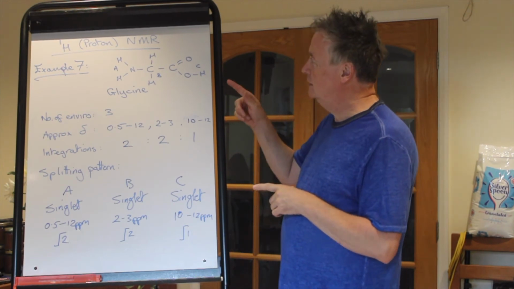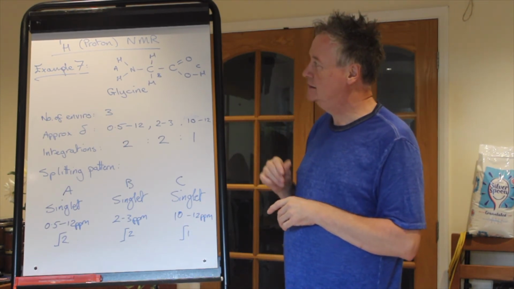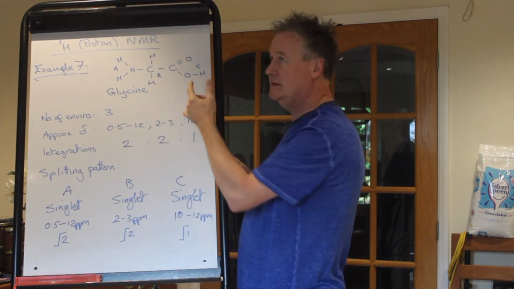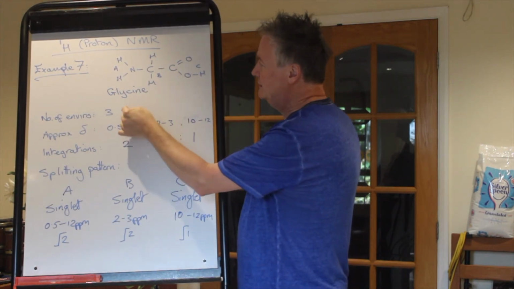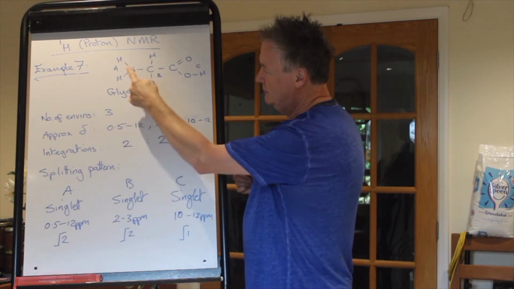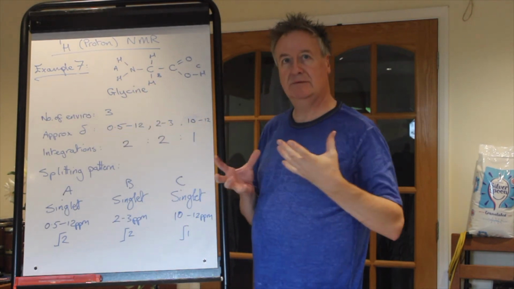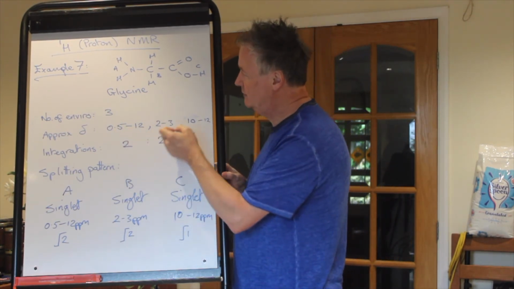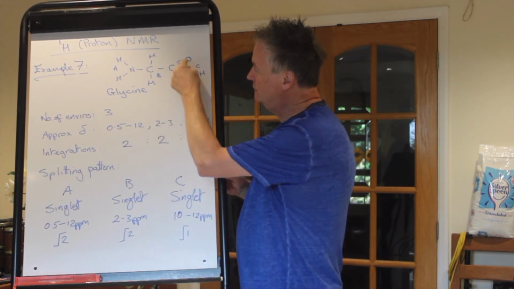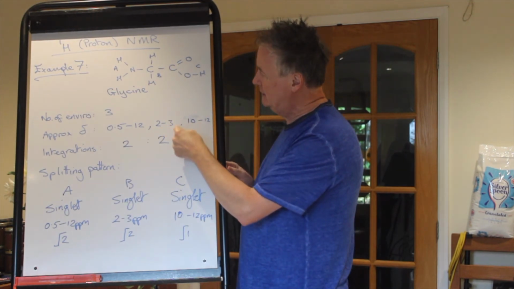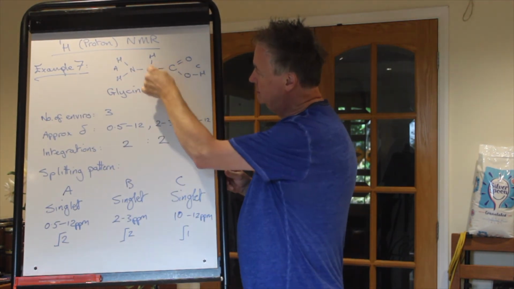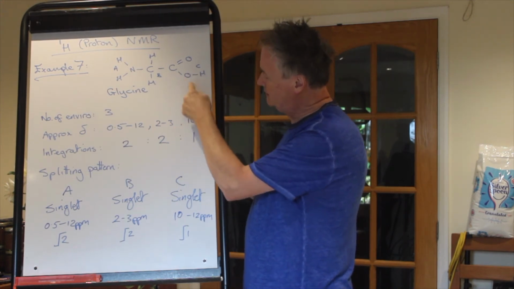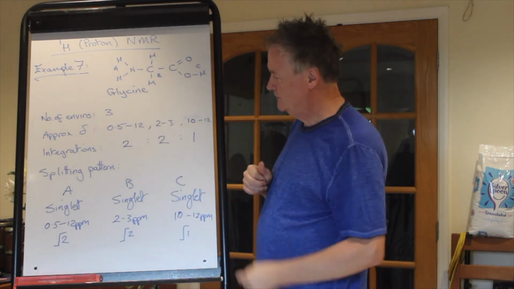Unpause. Here we are, glycine, 3 environments, A, B and C, 2 hydrogens there, 2 there, 1 there, 5 hydrogens in total. So 3 environments. NH2 group, that long randomness, could be anything, 0.5 to 12. This one in the middle, 2 to 3 because it's next to that. And then, next to that as well, so 2 to 3 for that. And then the carboxylic acid, 10 to 12.